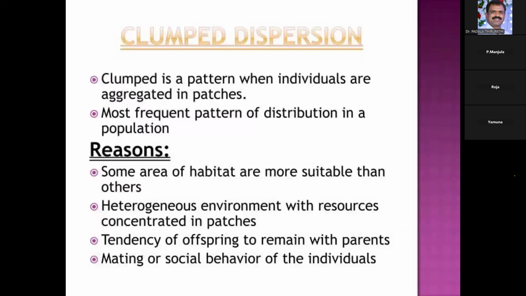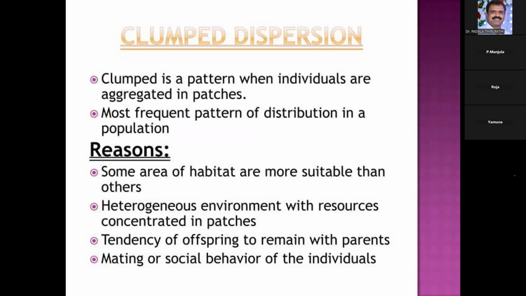So first one is the clumped dispersion. Clumped is a pattern where individuals are aggregated in patches. In this clumped dispersion, they live in groups or are aggregated in one area. The most frequent pattern of distribution in a population is clumped dispersion.